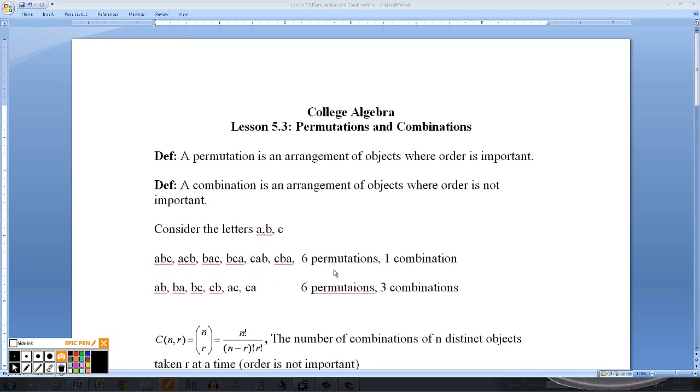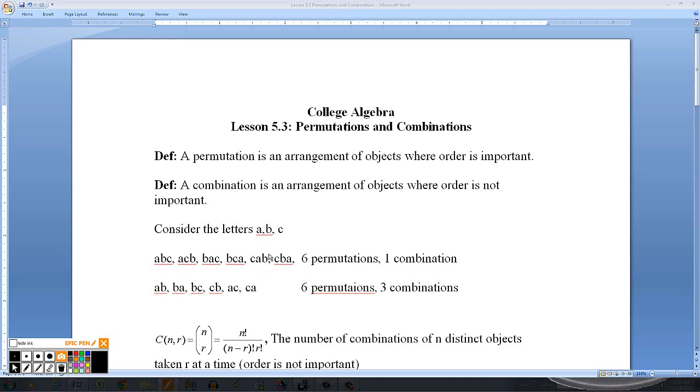However, if order is not important, then this is just one combination of the letters. ABC would be the same thing as ACB, the same thing as BAC, the same thing as BCA, CAB, CBA. So in this case, if I take 3 of the letters at a time, I would have 6 different permutations, but only one combination.